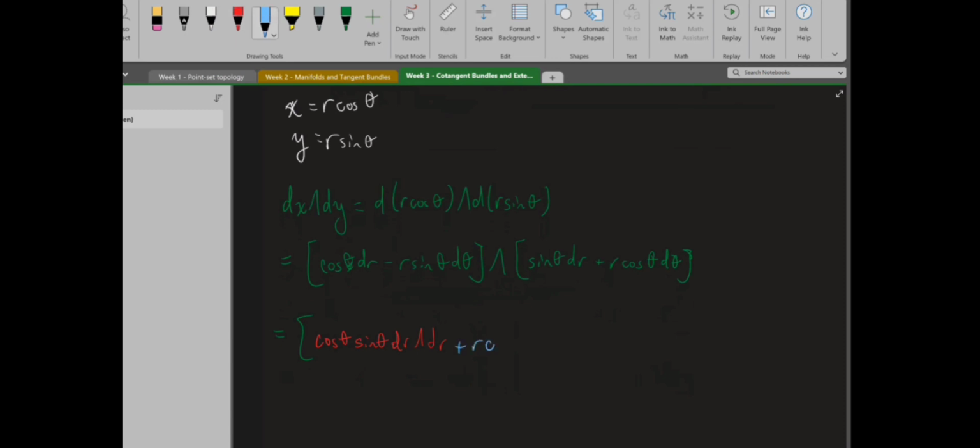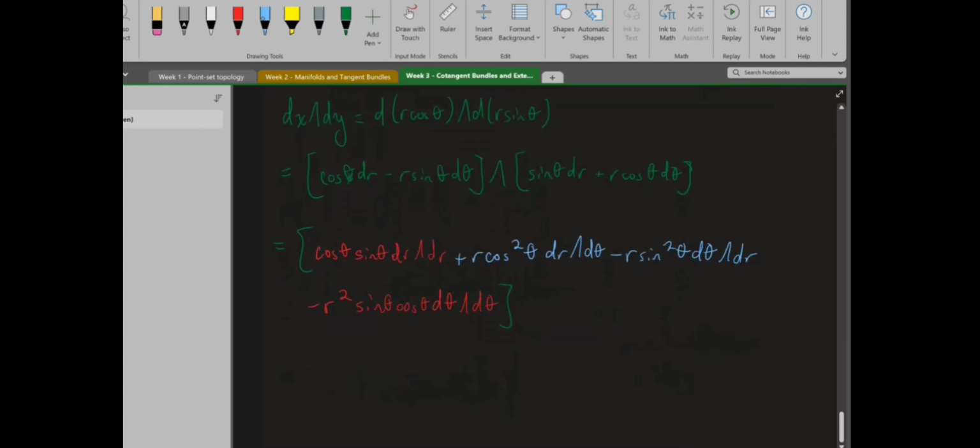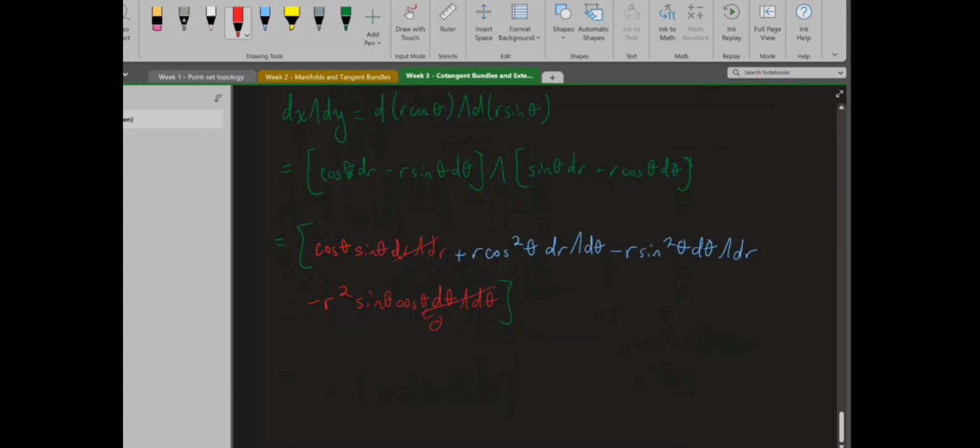It's going to be plus r cosine squared theta, dr wedge d theta. The middle is going to be minus r sine squared theta, d theta wedge dr. And finally, minus r squared sine theta cosine theta, d theta wedge d theta. Okay, so now these die, and you're left with this. You can factor the r out.